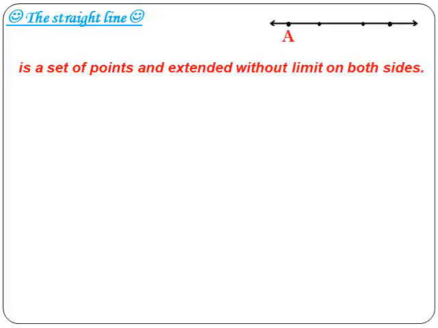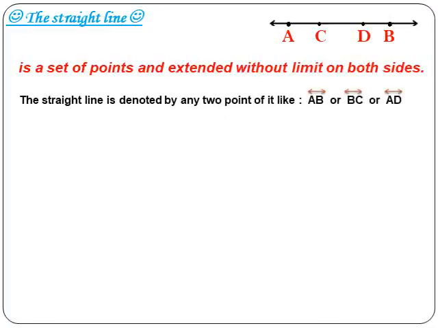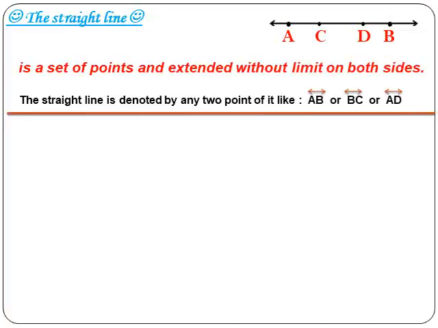If I put points A, B, C and D, how can I write the straight line in math? I can write line AC, or line AD, or line AB, line CD, line DB. Any two points on a straight line can give it its name. But don't forget, we must draw the straight line symbol above the two letters. So I say line AB, or line BC, or line AD. Anything hard for now? Let's take an exercise about that.